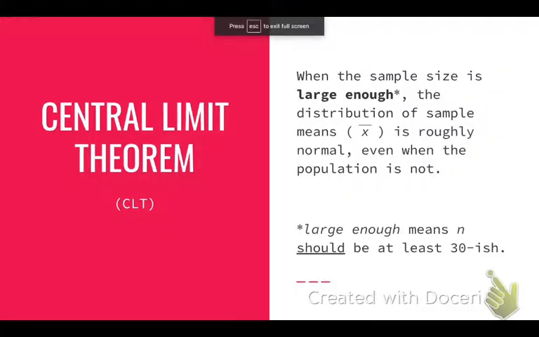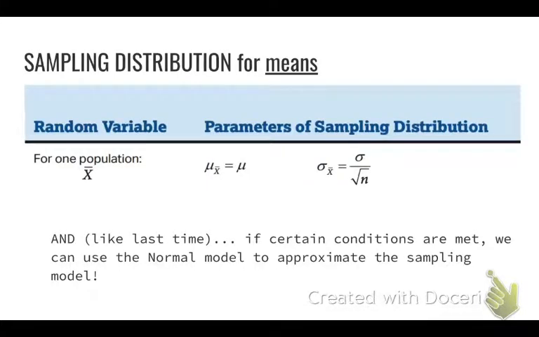So central limit theorem says when the sample size is large enough, the distribution of your sample means is roughly normal, even when the population is not. Large enough means n should be at least 30-ish, right? Everyone likes black and white, so we just say 30. So here's your sampling distribution for means. If we're looking for the population, it's x bar. If I find the mean of x bar, then it's mu. Your standard deviation of x bar is your standard deviation of the population divided by the square root of n.